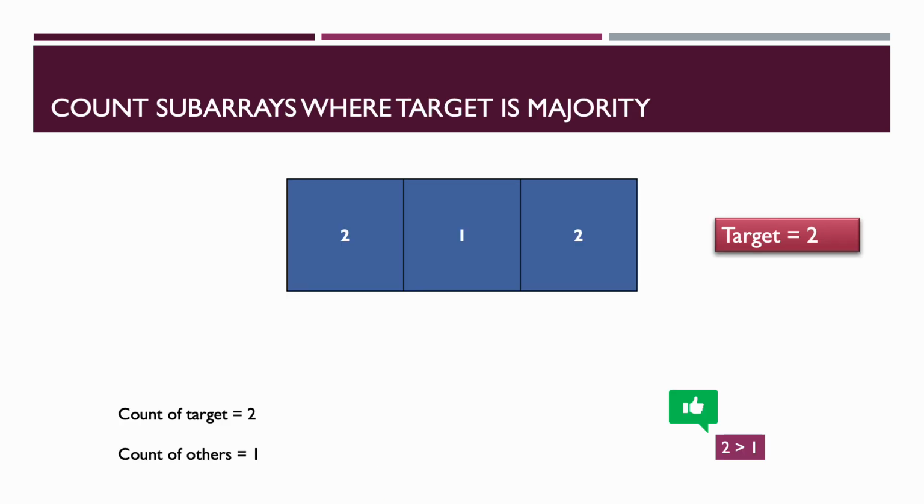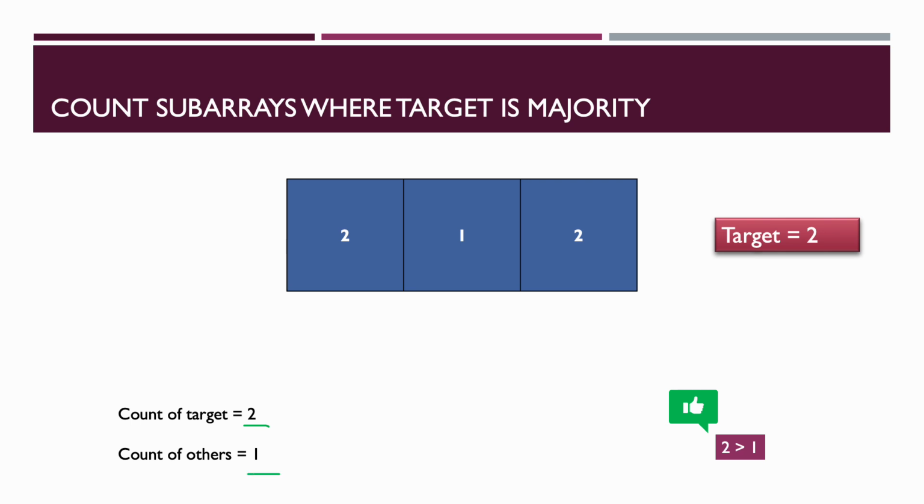Now moving on, we have the second part of the question, which says that we have to count subarrays where target is majority. Let's say this is an array. If we had to do this manually, our target is 2. So what's the count of 2? We would actually count it, right? So the count of 2 is 2. And we do not really care what the other element is. We just need to know whether an element is 2 or not 2. So the count of other elements is 1.